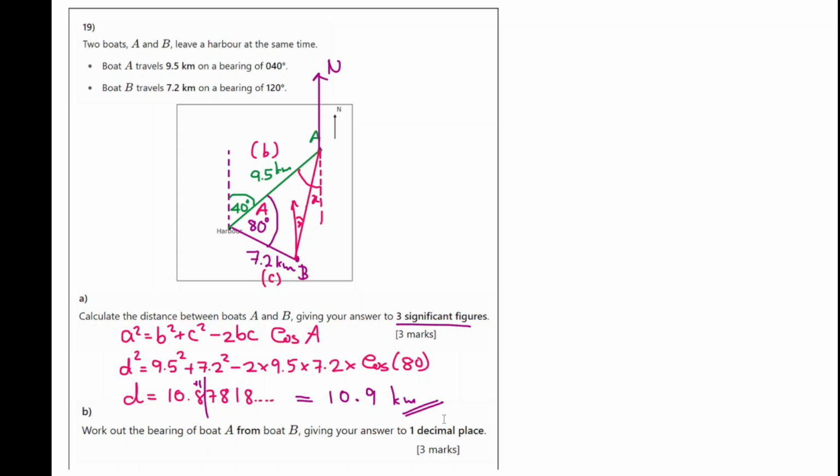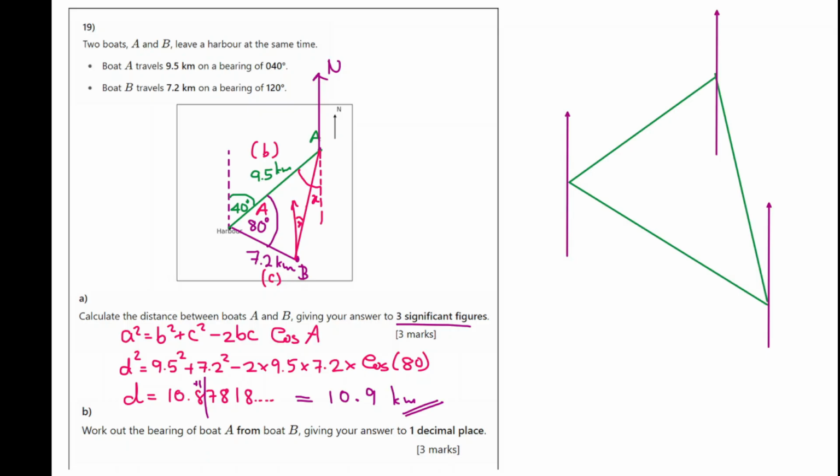Now this one is a slightly tricky question and we need to draw a more realistic and a cleaner diagram to do this. Now, here are the points of the harbor. This is ship A and this one is B. Now let's mark the angles we know. We know this one here is 40 degrees. And this one here is 80 degrees.